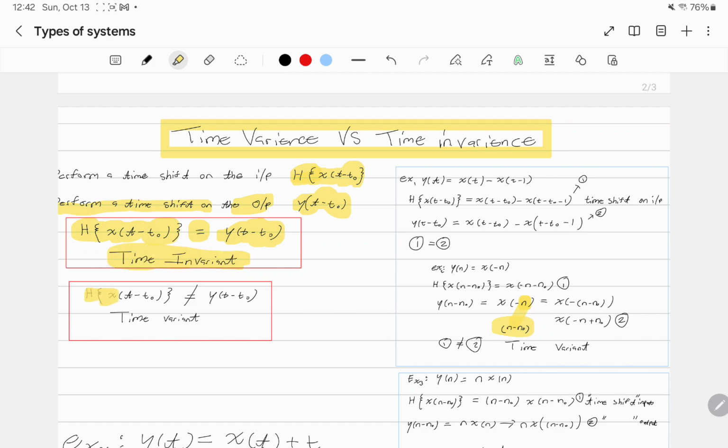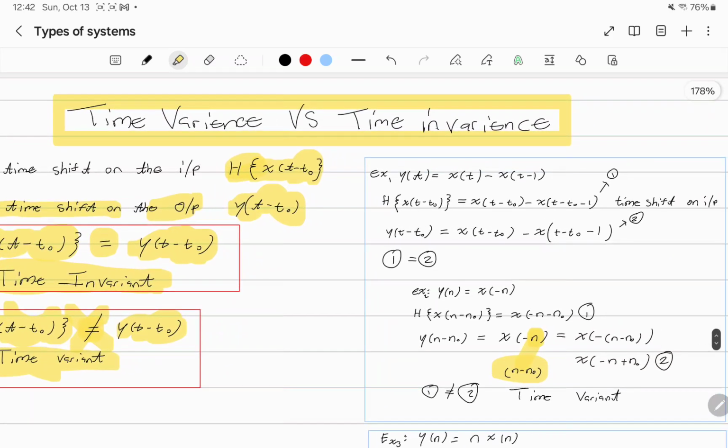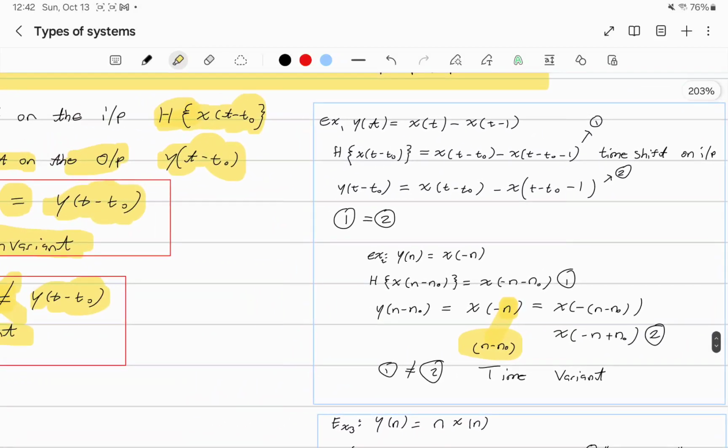But if the shift on the input is not equal to the shift on the output, then you have a time variant system. Okay, so let's go over this first example that I deleted.